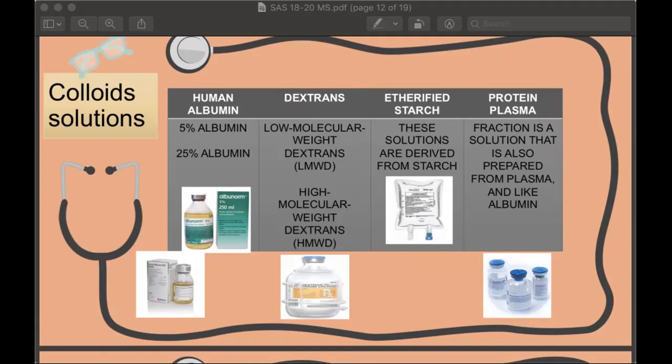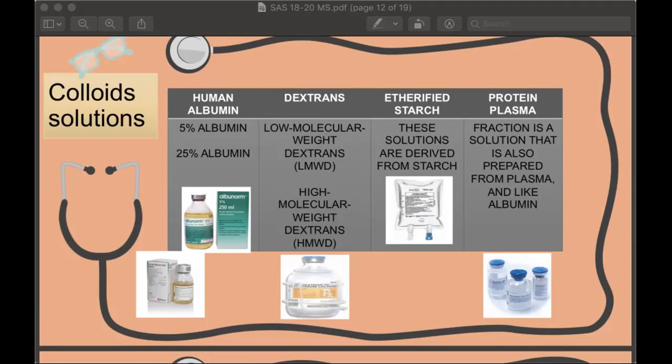Now, your high molecular weight dextran, or HMWD, is used for patients with hypovolemia or hypotension. We're going to talk more about hypovolemia in the next session. And they are contraindicated in patients with hemorrhagic shock.